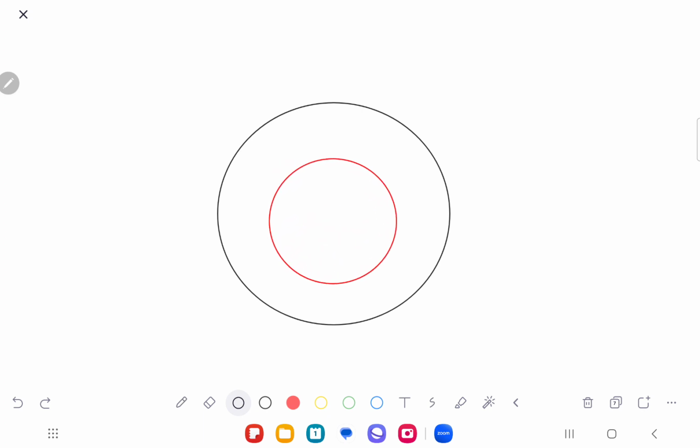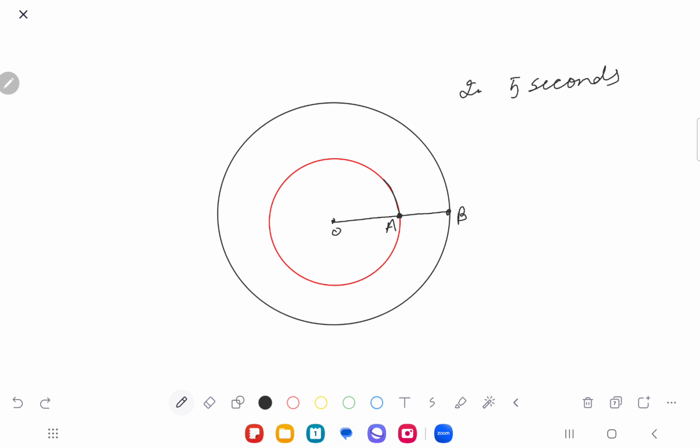Now you understand. One more thing is there. We have this circle, and we have this red circle, and this is the center O. Now there are two people, one at red circle A, one at black circle B. Now both of them move. Let's suppose in 5 seconds, A reached A dash and B reached B dash. But B traveled more.